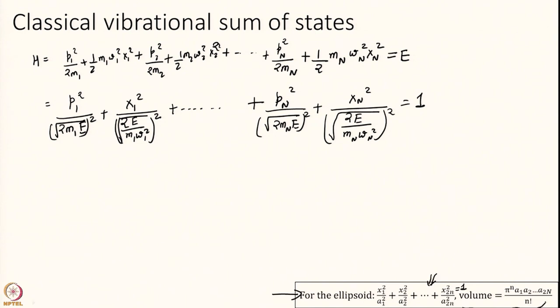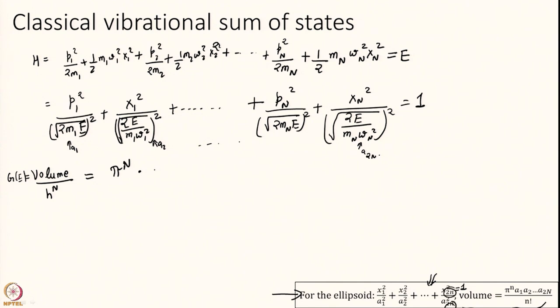It is a mathematical formula that we can assume. So, all we have to do is to use this formula. So, volume G is volume divided by h to the power of n. The volume will be pi to the power of n into A1 into A2 into A3, where A1, A2 are here. So, this is my A1, this is my A2, and so on, up to A2n. I have 2n variables: P1, x1, P2, x2, till Pn, xn, so I have 2n. That is why I have a 2n here.